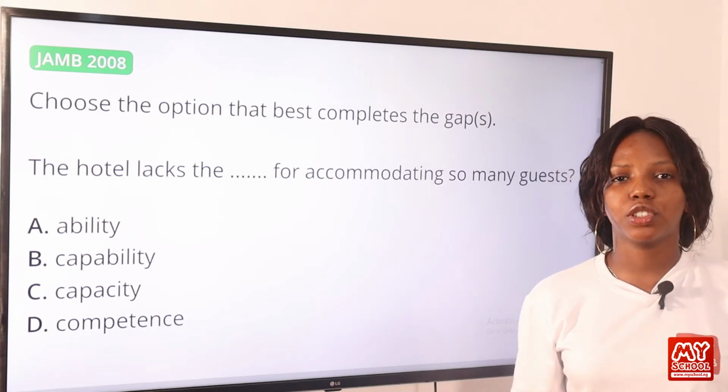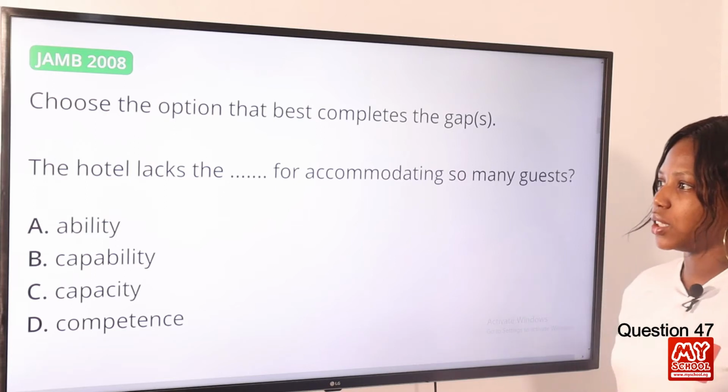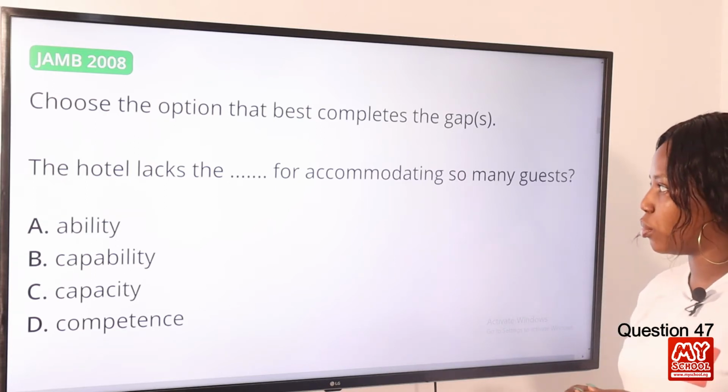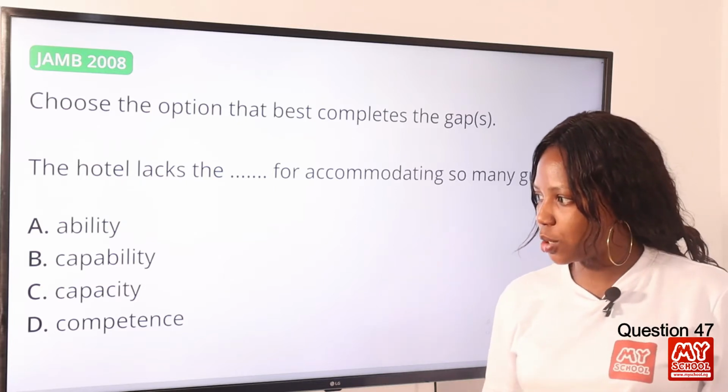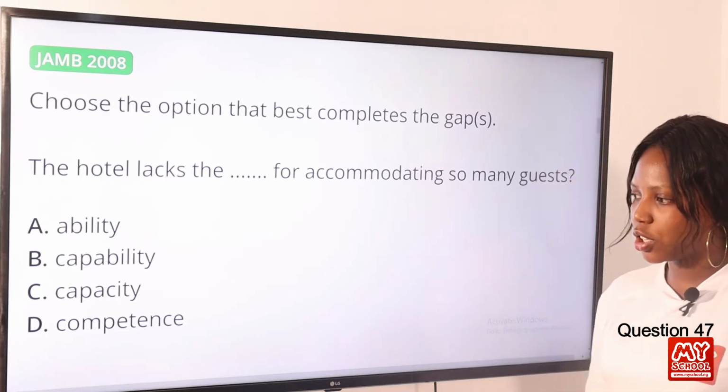Now, moving on to question 47. The hotel lacks the dash for accommodating so many guests. Option A, ability. Option B, capability. Option C, capacity. Option D, competence.